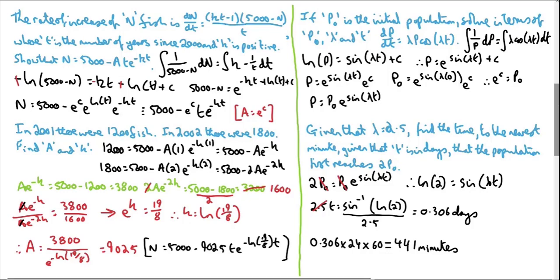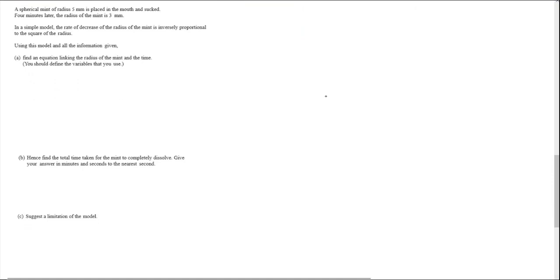Let's just wrap up with one further example. A spherical mint of radius 5 mm is placed in the mouth and sucked. 4 minutes later, the radius of the mint is 3 mm. In a simple model, the rate of decrease of the radius of the mint is inversely proportional to the square of the radius. Using this model and all the information given, find an equation linking the radius of the mint and the time, where we should define the variables that we use. Then hence find the total time taken for the mint to completely disappear. Give your answers in minutes and seconds to the nearest second, and then suggest a limitation of that model.